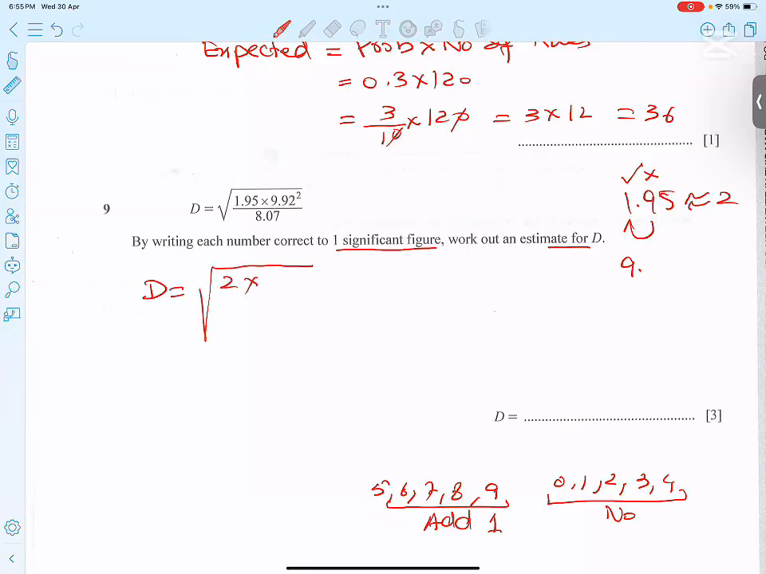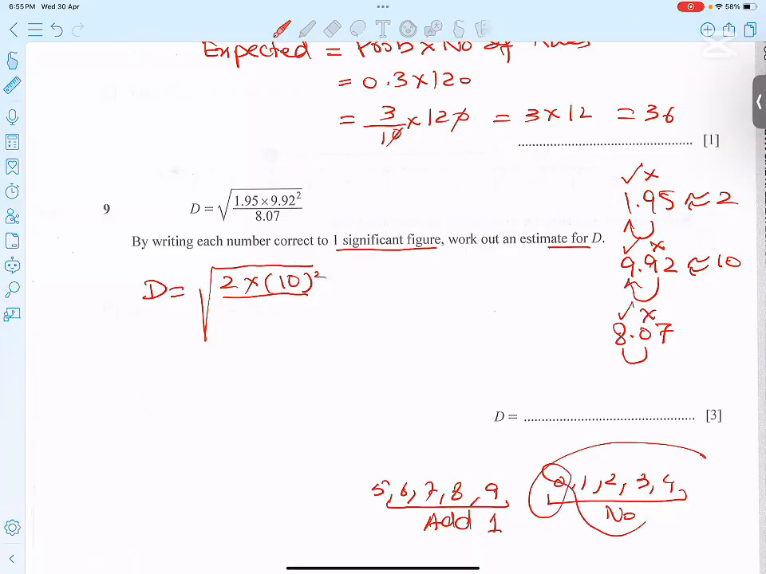And what about 9.92? I need this, I don't want to add. It will convert to 10. And I got 10 to the power 2. The last number is 8.07. I don't want to add, no addition. So then it will remain approximately 8. So 8. And now I'm going to solve it.